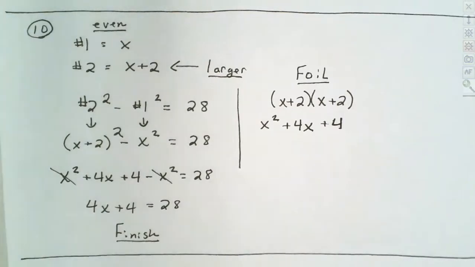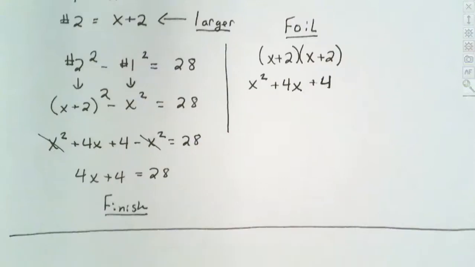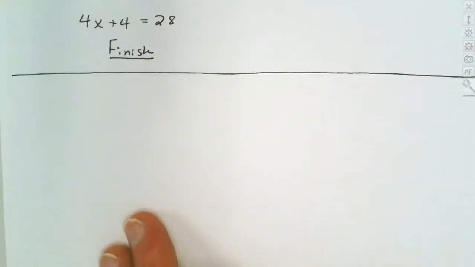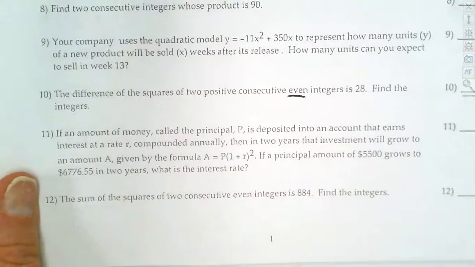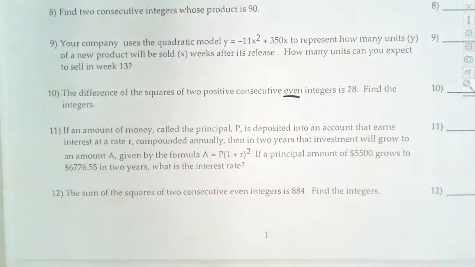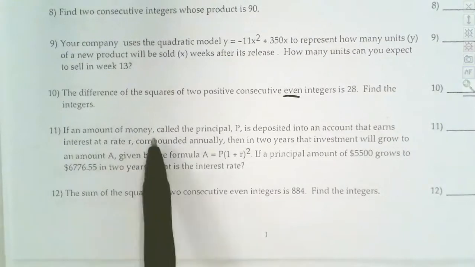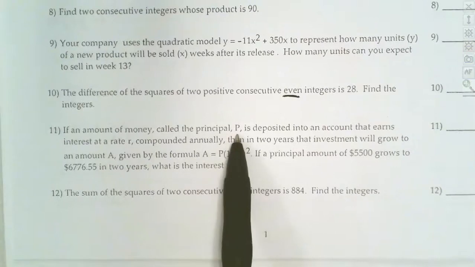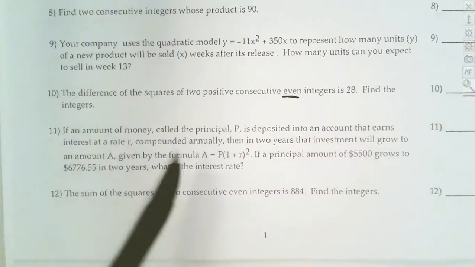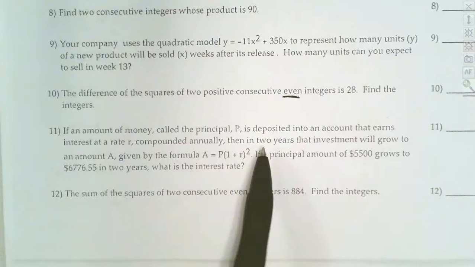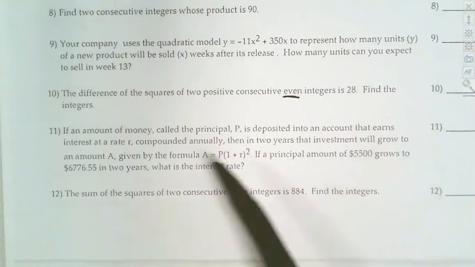Question 11 is working with a formula. So we're going to look at this formula here. We're going to figure out what the pieces are, plug them in, and then how to solve it. So we're looking at how to compound interest. So the amount of money, called the principal, called the P, is deposited into an account that earns interest at a rate R compounded annually. Then in 2 years, that investment will grow to an amount A.